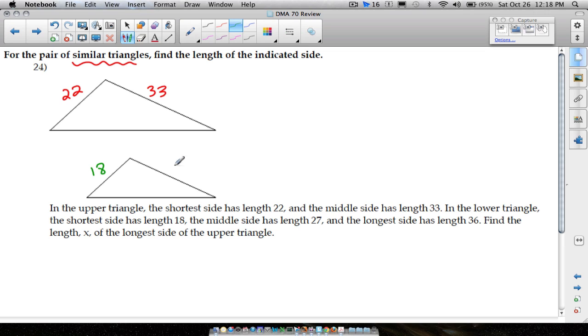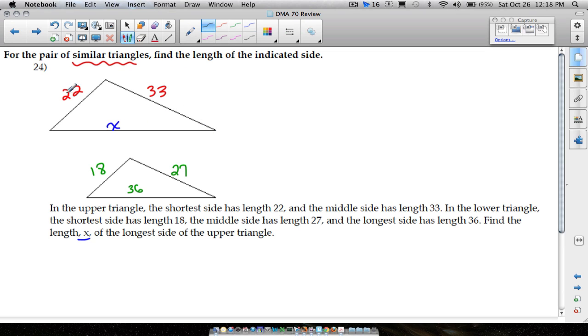The middle side is 27, and the longest side of that bottom triangle is 36. I guarantee you, without having to read anything else, we're going to be trying to find that side right there. Find the length x, oh, look at that, I even wrote x, of the longest side of the upper triangle. So we're trying to find this. Well, first of all, let's make sure these triangles are similar.